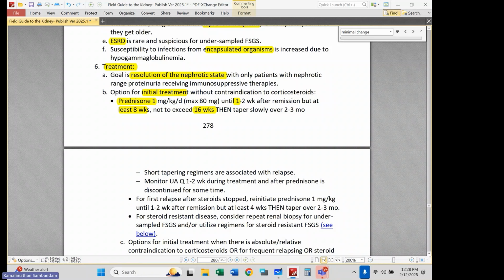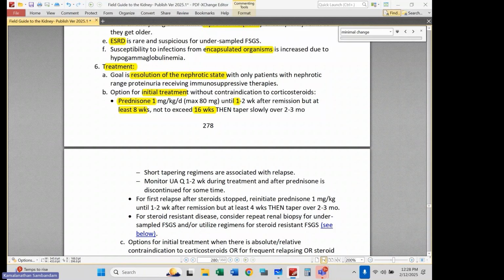Going back to the big three, if you think about minimal change, FSGS, and membranous, you'll find calcineurin inhibitor therapy exists in the treatment algorithm for all of those. And even if I bring in lupus membranous, calcineurin inhibitor therapy is a reasonable second line or even first line for these conditions, right?